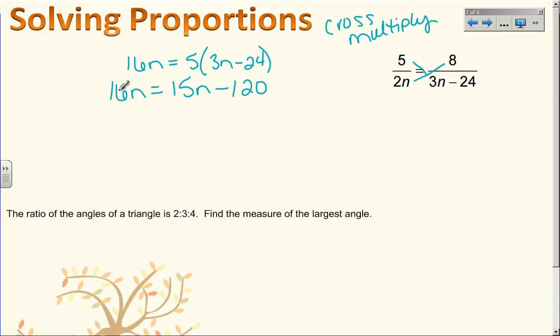Well, I have n's here and n's over here. I'm going to have to get them together on the same side of the equal sign. So I'm going to subtract this 15n over here with this 16n. And when I do 16n minus 15n, I am left with 1n equals negative 120. And so the solution to this proportion is negative 120. If I plug that back into this n right here and this n right here, this ratio will now be equal to that ratio. Cross multiplication is how we solve proportions.